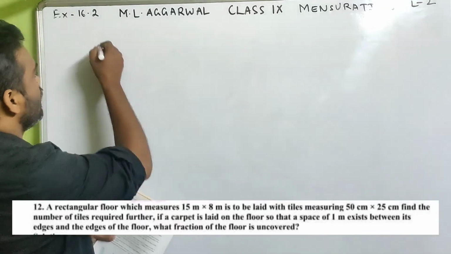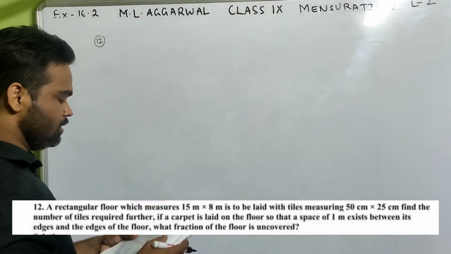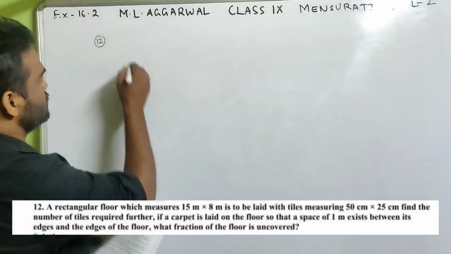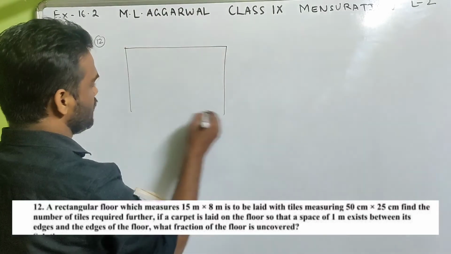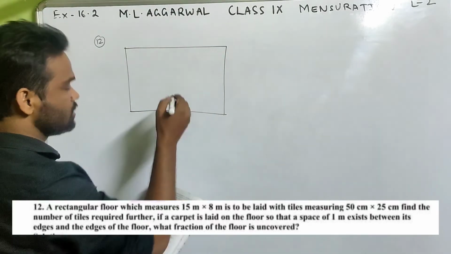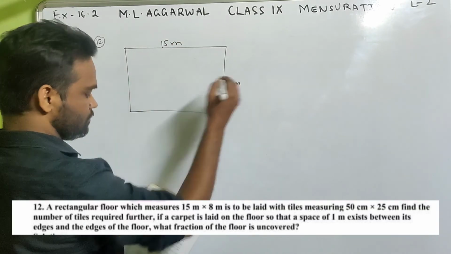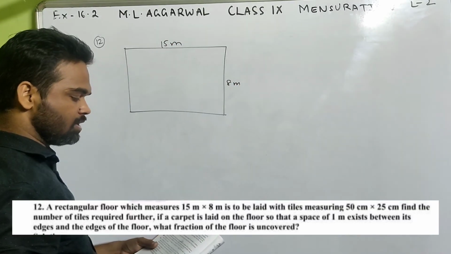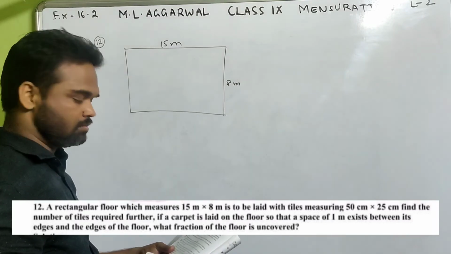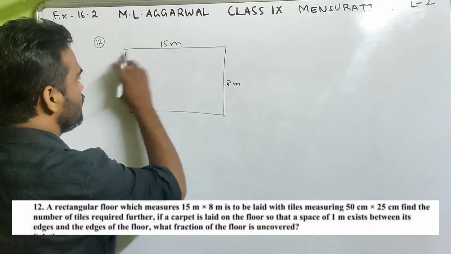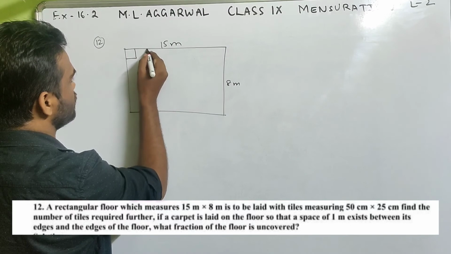We'll do number 12 now. Number 12: there is a rectangular floor which measures 15 meter by 8 meter, to be laid with tiles measuring 50 centimeter multiplied by 25 centimeter. Now you're putting tiles on it.